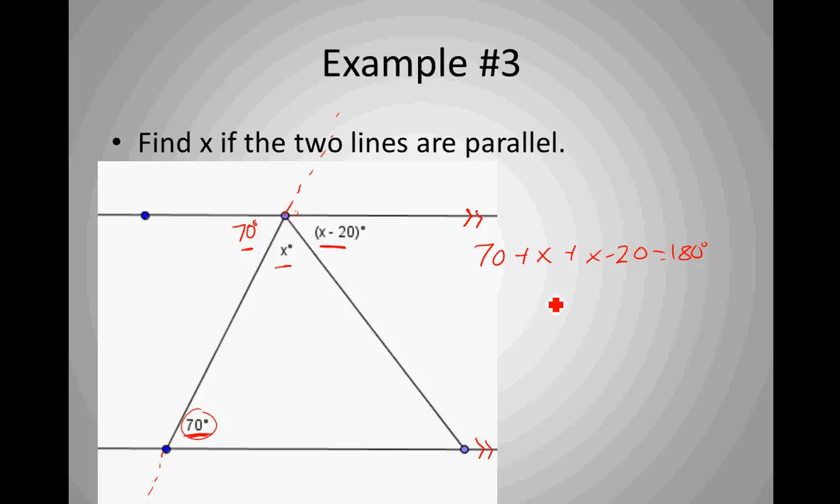All right, steps for solving this. Of course, you add like terms first, which would give you 2x plus 50 equals 180 degrees. Next step, subtract the 50 over. It gives you 2x is equal to 130 degrees. Last step, divide by 2, which will give us an x value of 65. So those are your different examples that will go along with these theorems that we work with.